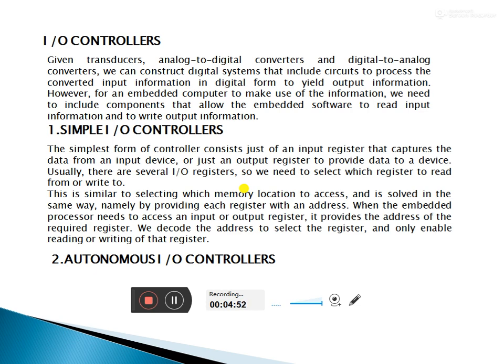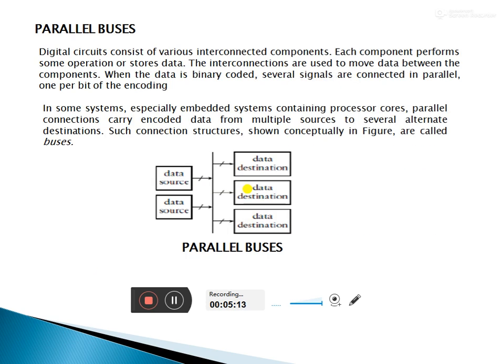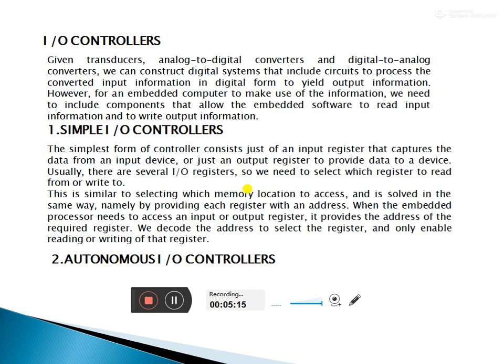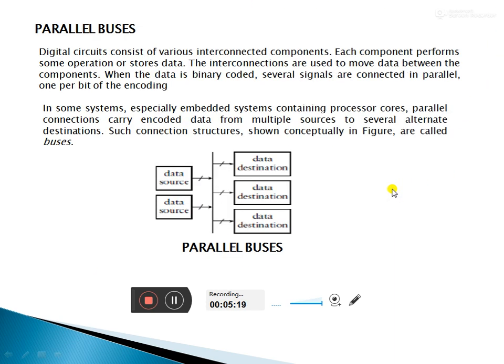Similarly, selecting the cases, if you have to use resistors, capacitors, transistors, so many electronic devices are available. With the help of those we can control the devices. The autonomous IO controller is one technique to control the devices. It controls the devices freely.